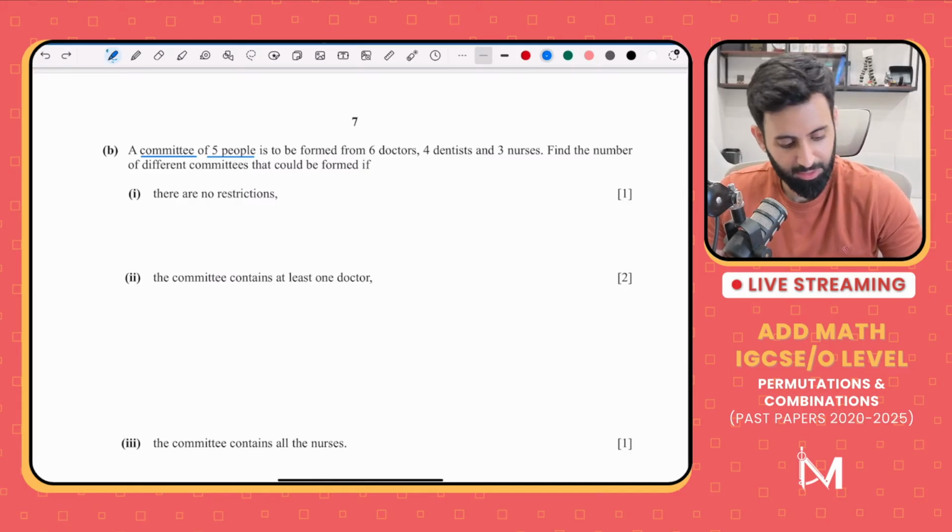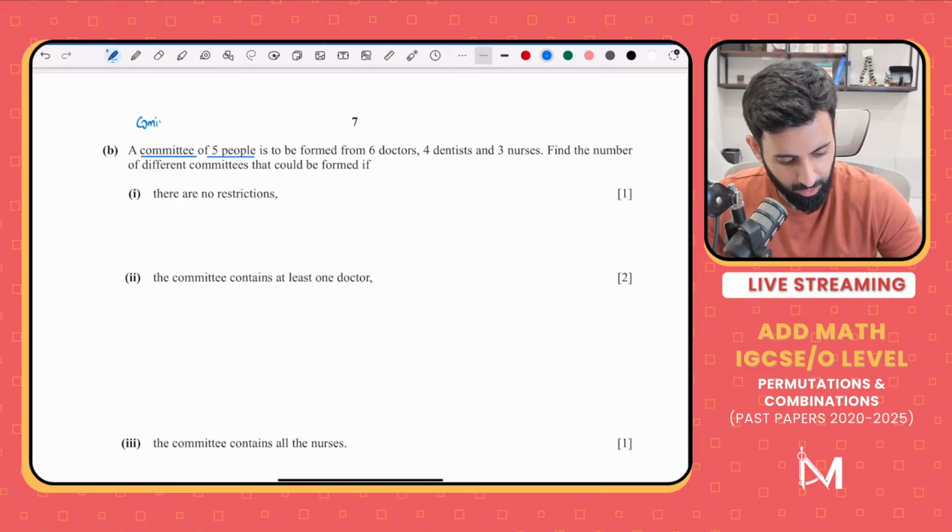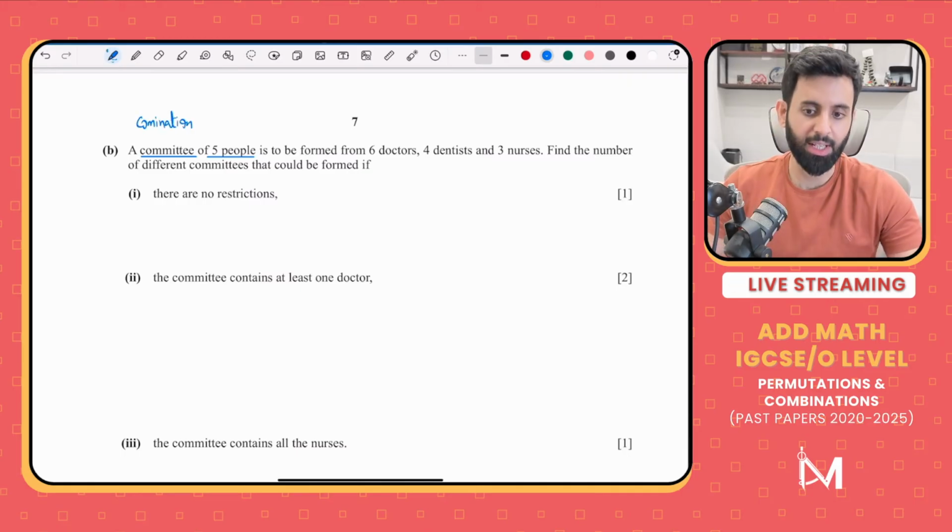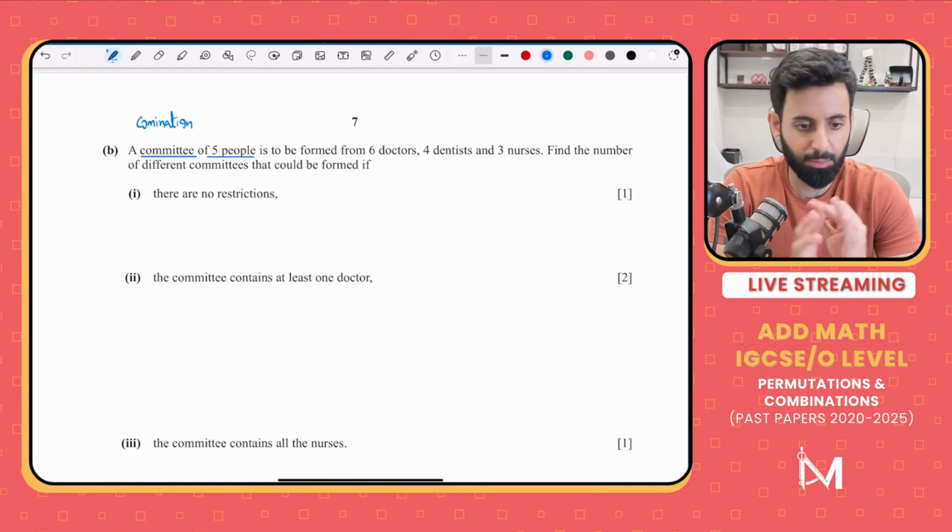13C5 is the correct answer. Okay, but what are we trying to do over here? Combination. Whenever you're selecting, whenever you're making a team or a committee in which there's no merit, merit ka matlab koi rank nahi hai, so that means it's combination.